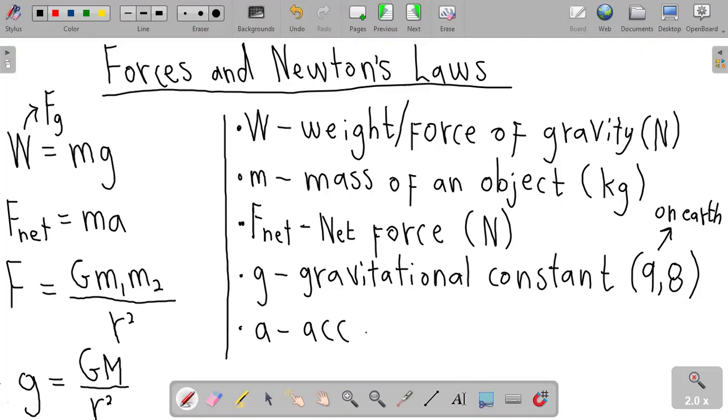A here is the acceleration, and the acceleration is measured in meters per second squared.